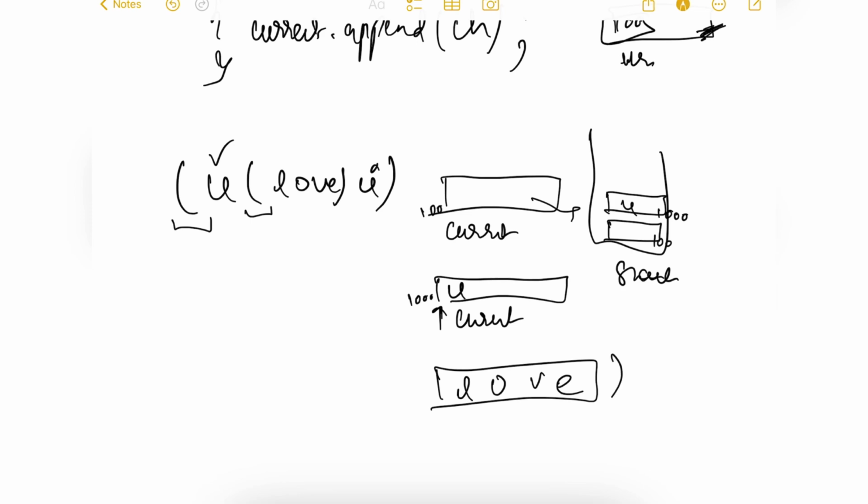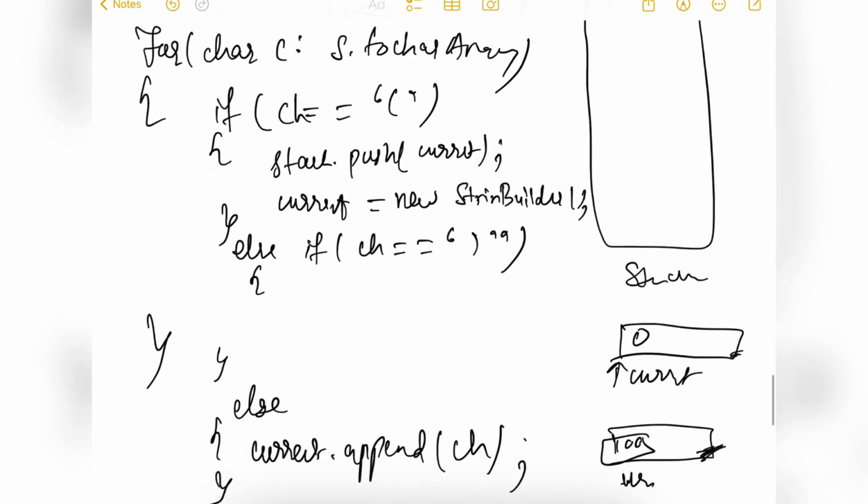So what do I have to do? This is, let's say, pointing to 500. Right? So I have to first reverse it. So I'll just reverse it: current dot reverse. Right? I'll just reverse it.